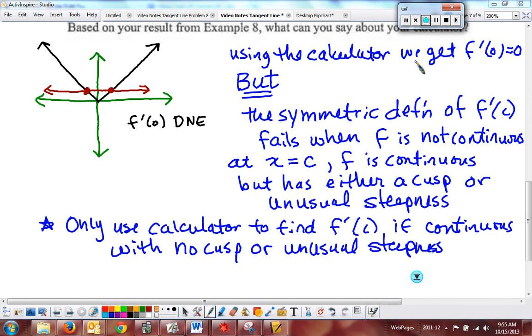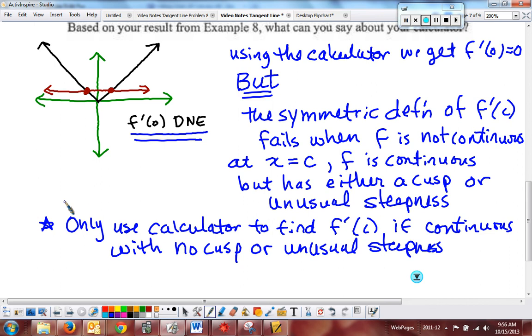So using the calculator, we got the derivative was 0, but that's not correct, because we already know that it should be, does not exist. And really what I want you to get out of this is the symmetric definition is great, but it fails when it's not continuous. It fails when it's continuous and it has a cusp or unusual steepness. So you want to be very, very careful about that kind of a derivative.